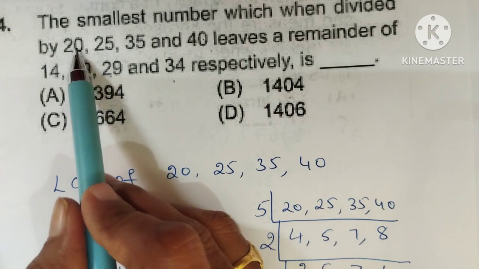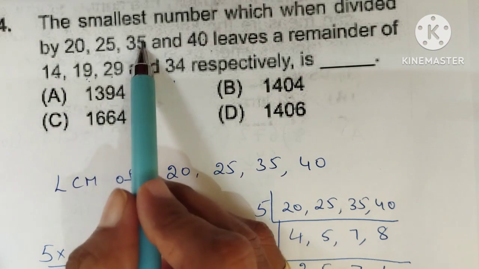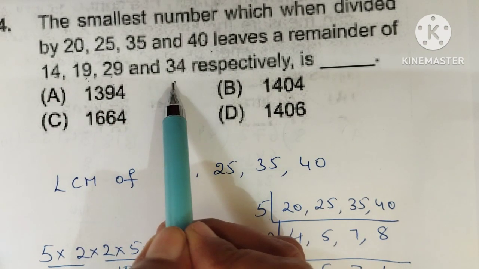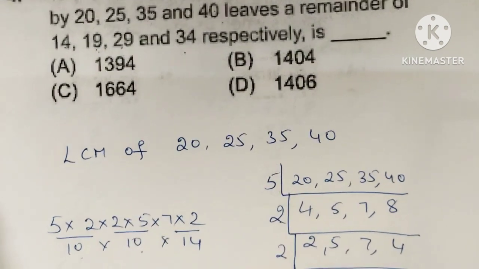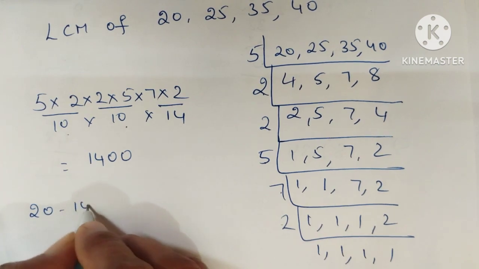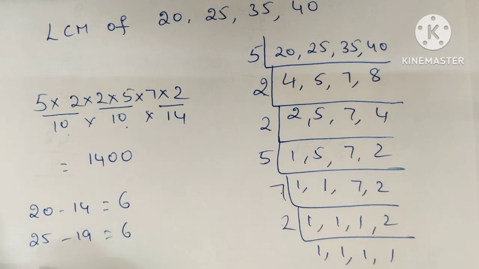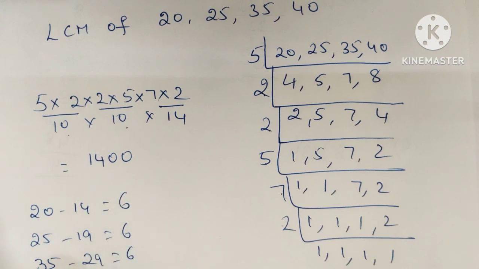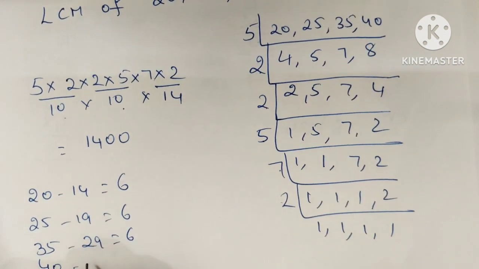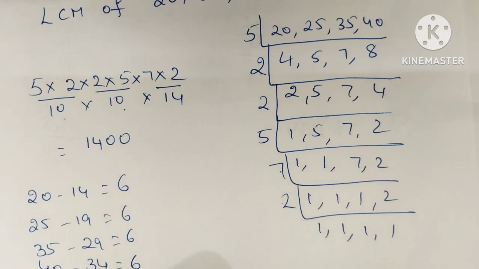When we divide the least number by 20, we get the remainder 14; by 25, the remainder 19; by 35, the remainder 29; and by 40, the remainder 34. Now we have to find the difference: 20 minus 14 is 6, 25 minus 19 is also 6, 35 minus 29 is also 6, and 40 minus 34 is 6. So the required number is 6 less than the LCM.